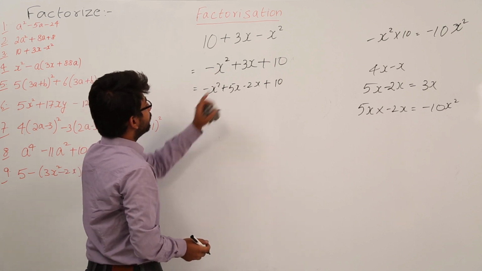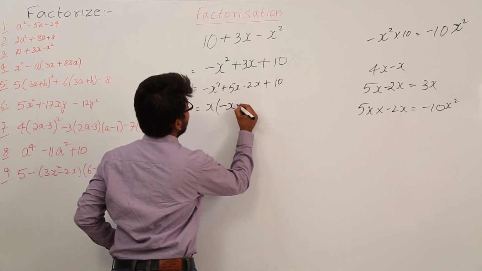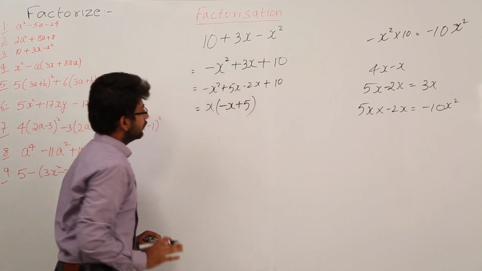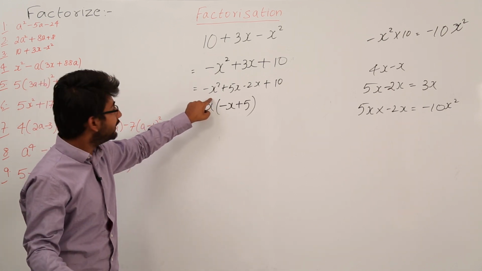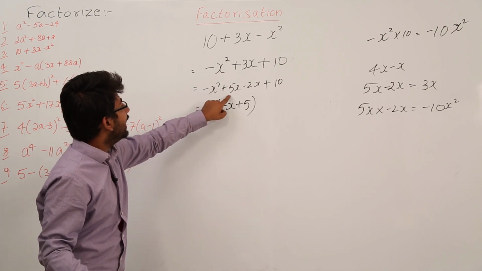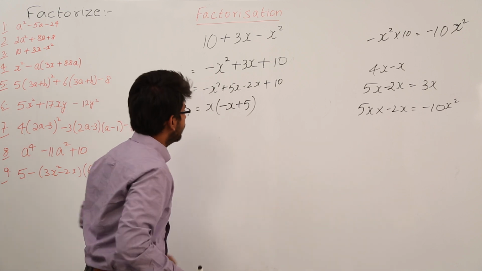Now let us take out x common, right? From minus x square plus 5x we are left with minus x, right, and plus 5, right? When you take out x common, it is minus x into x, so we have minus x sign, and it is 5 into x. When x is taken out common, we are left with plus x, right?